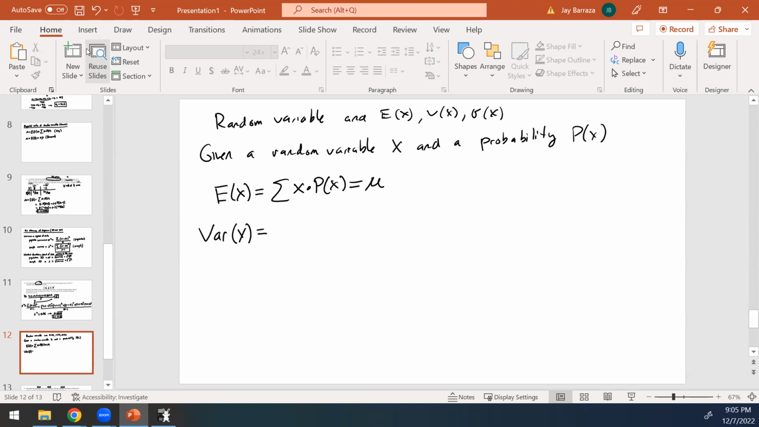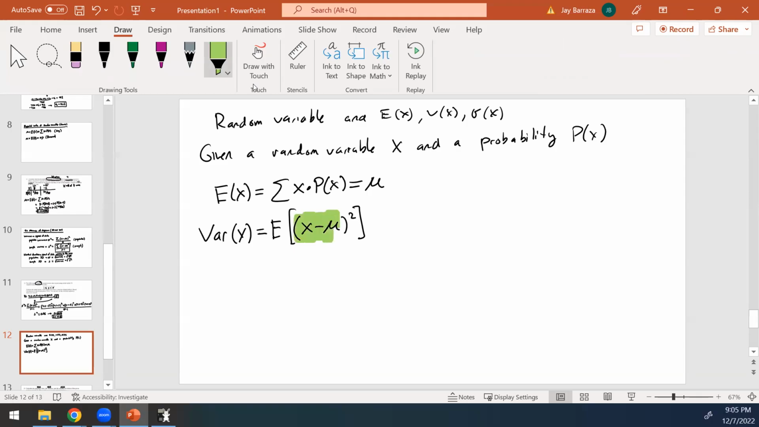So this is equal to, this is where it gets a little confusing the first time. It's the expected value, but instead of at x, it's x minus mu squared. So it looks kind of weird like that. So what you're doing is you're going to replace this whole thing right here, and put it into here so that you get the sum of x minus mu squared times p of x. That's how you get that formula.